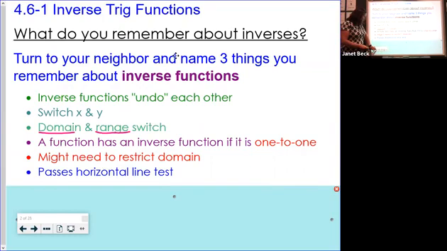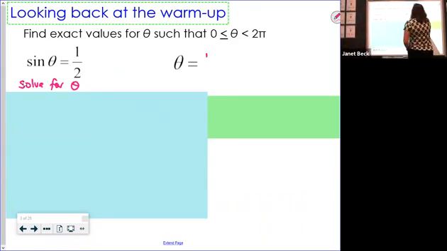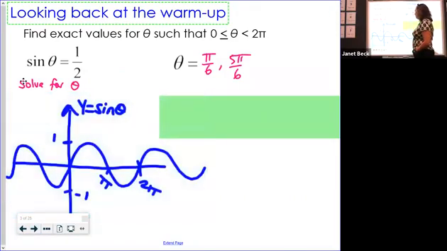So let's have a look at putting some of this into context. Looking back at the warm-up, sine of theta equals 1/2, we were actually solving for theta. So we want to do something called the inverse sine to get an angle. The angles we got as our answers were pi by 6 and 5 pi by 6, and we did it using triangles, but we could have maybe done it using the graph.